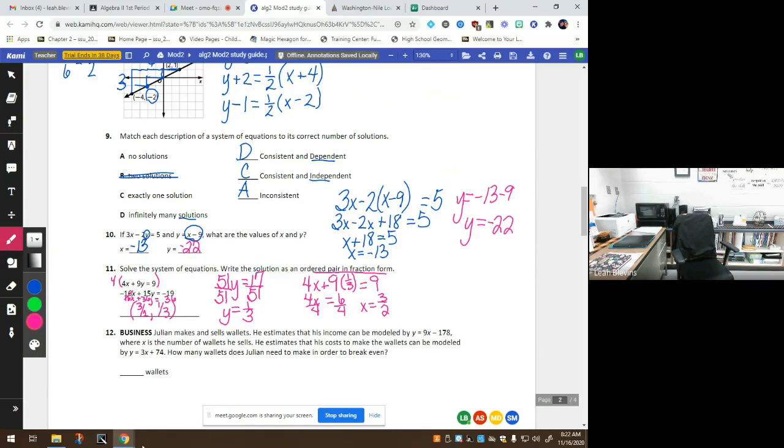All right, number 12, it says, Julianne makes and sells watches. He estimates that his income can be modeled by y equals 9x minus 178, where x is the number of wallets he sells. He estimates that his cost to make the wallets can be modeled by the equation y equals 3x plus 74. How many wallets does he need to make in order to break even?